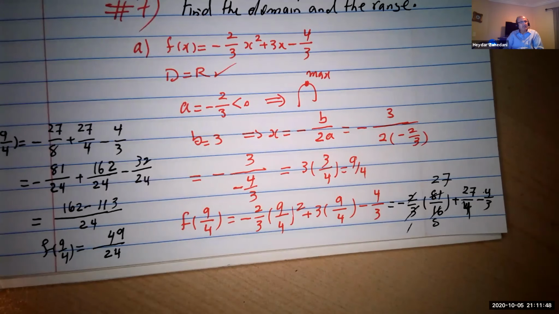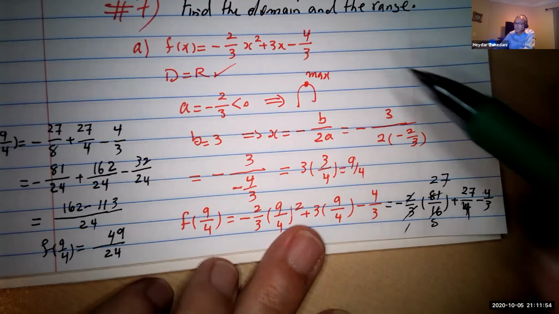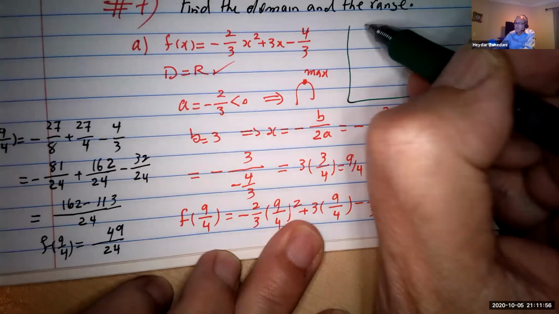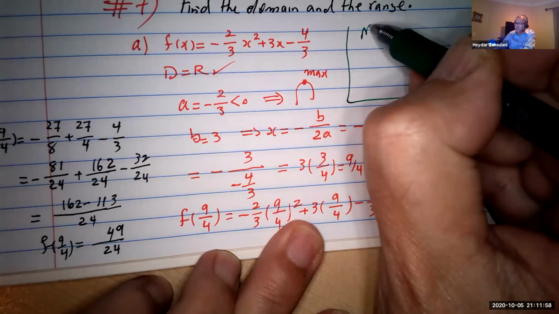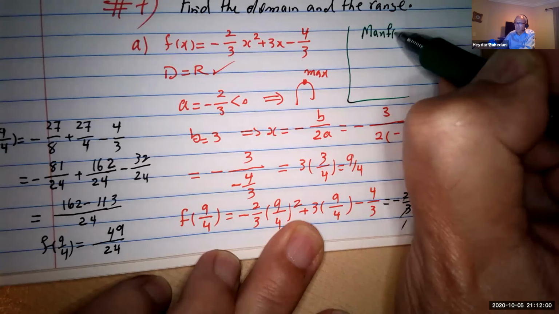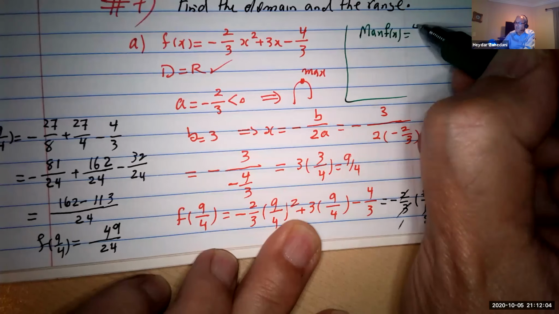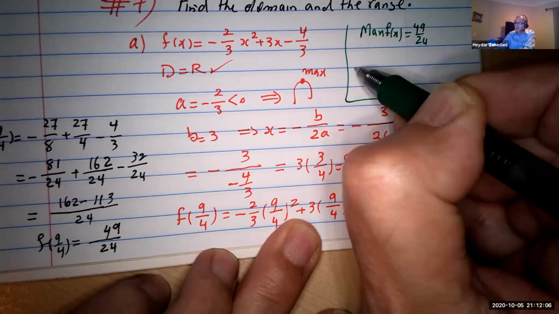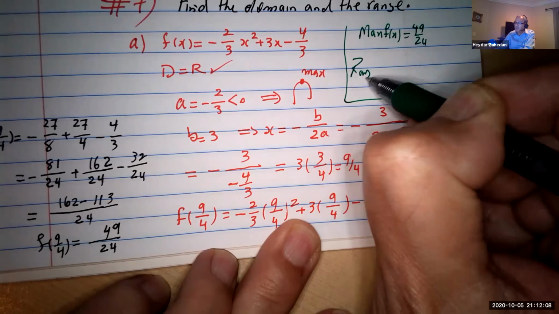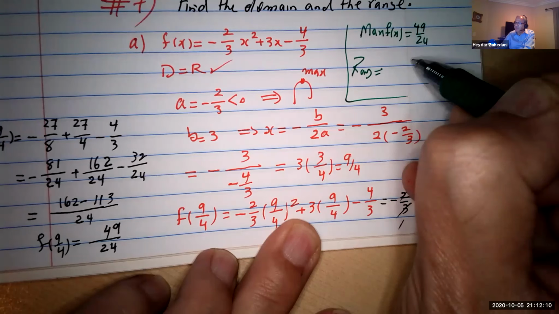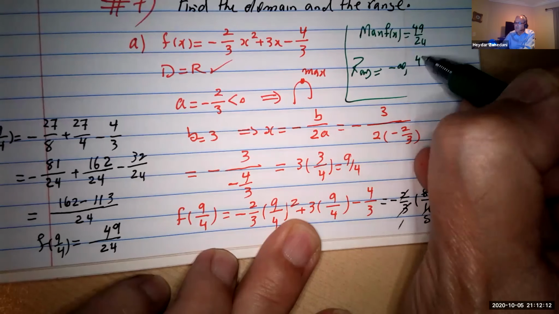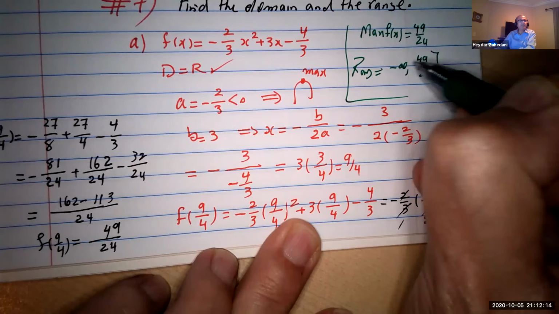This is the maximum value of the function, and then you can find the range. Okay, so I put it over here. The maximum value of the function is equal to 49 over 24. So the range is equal to negative infinity up to 49 over 24.